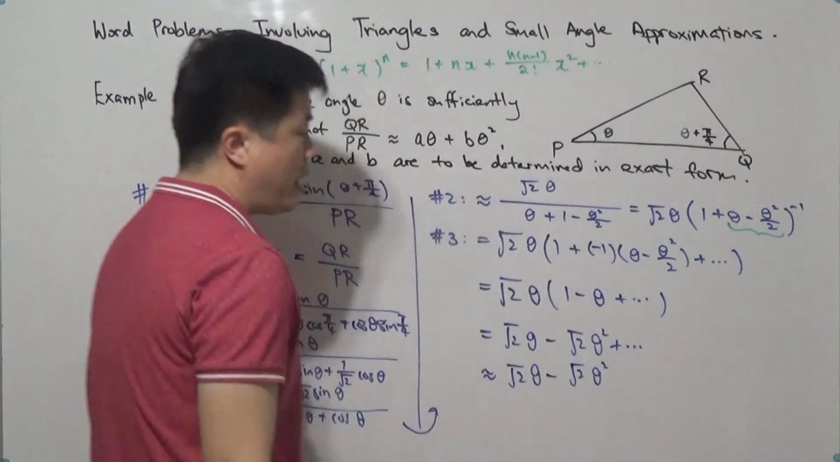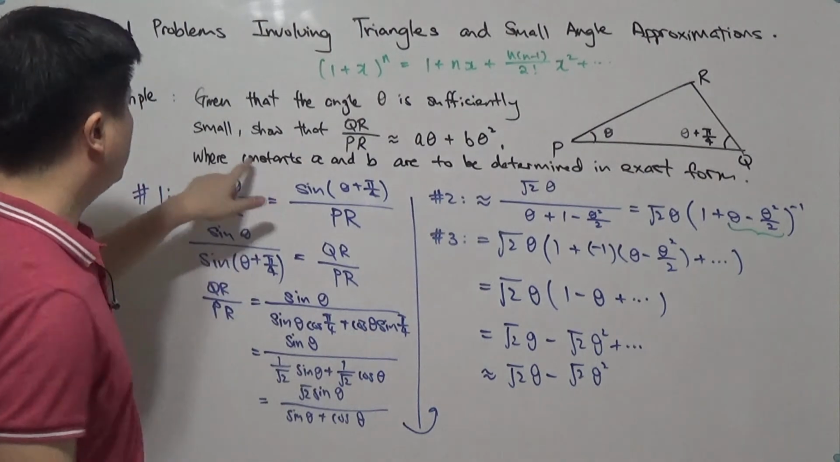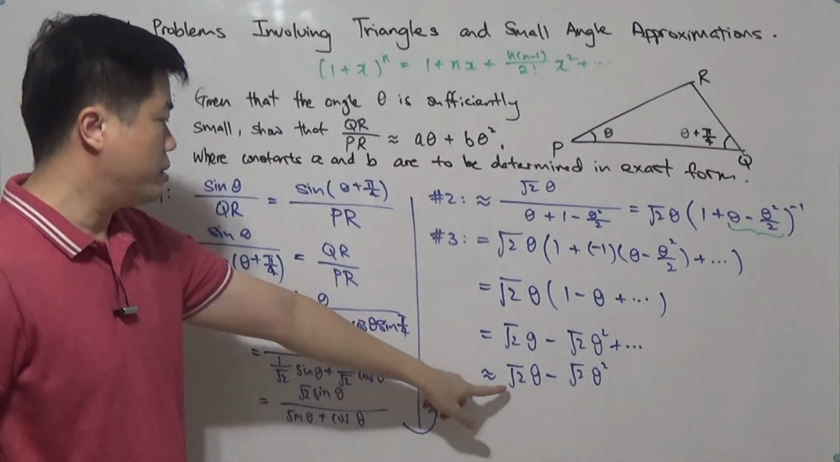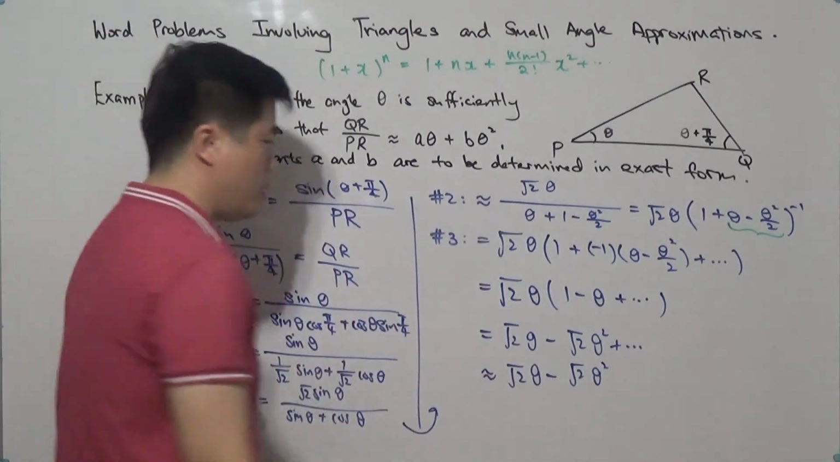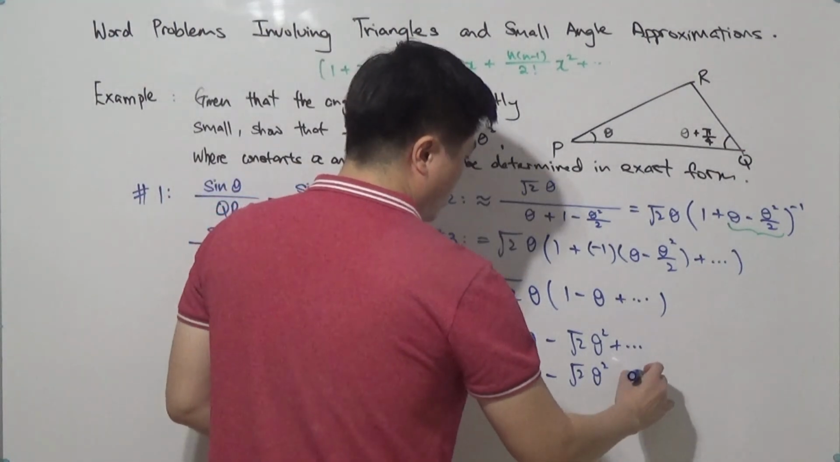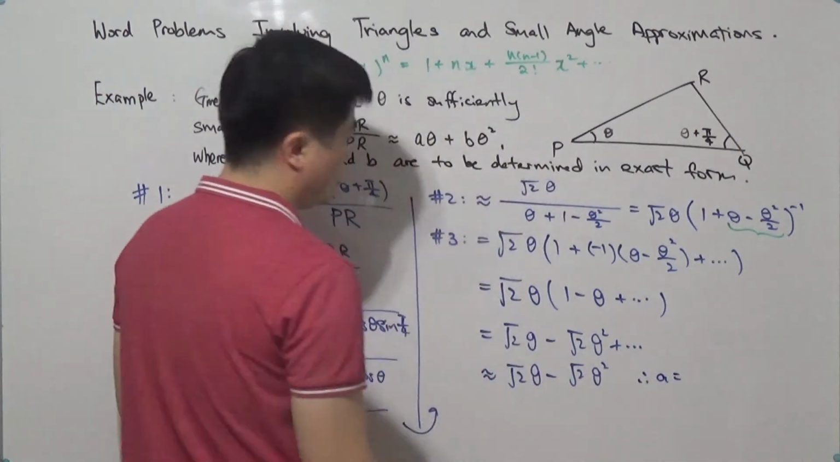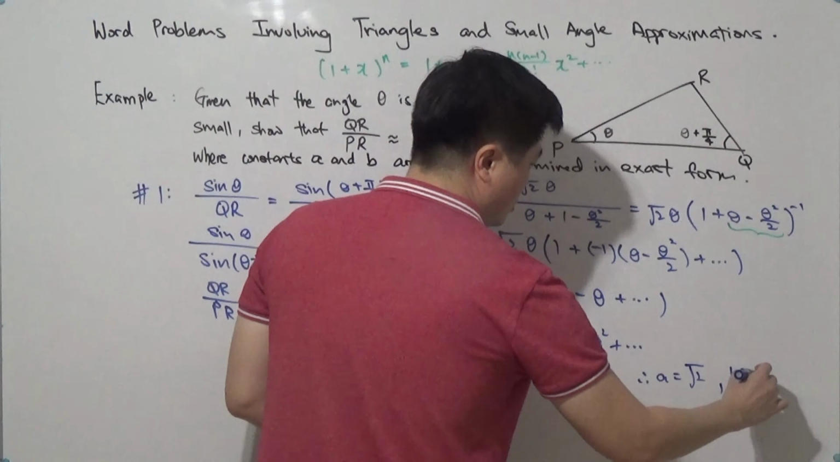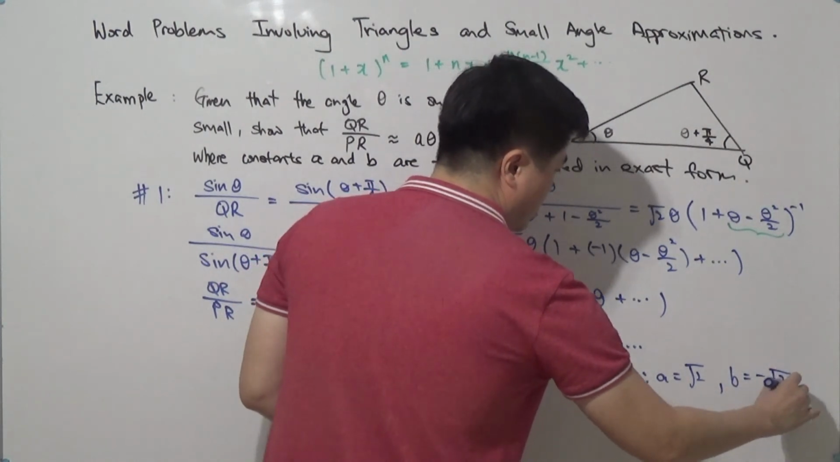So they want us to figure out what is the a and b, so we're going to compare the coefficients. Therefore a must be square root 2, b must be minus square root 2. So we're going to go ahead and write that. Therefore a is equal to square root 2, and then b will be equal to minus square root 2. And there you go.